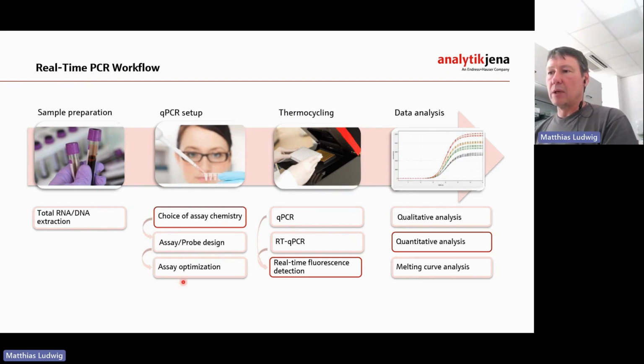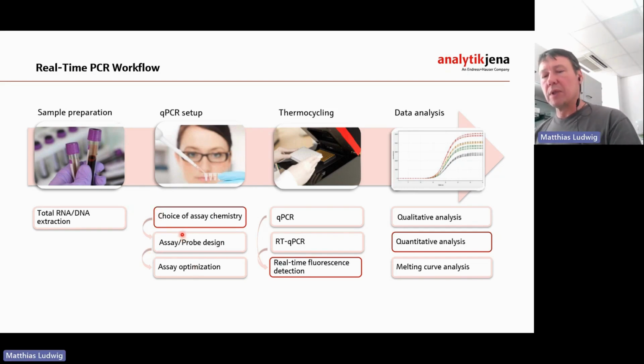Then you start with your qPCR setup. In principle, you choose the assay chemistry. That means you can choose between intercalating dyes like SYBR Green, EvaGreen, and also ethidium bromide, which is also an intercalating dye. Or you can work with fluorescence probes like TaqMan probes. This is your choice. The device can handle both of them.